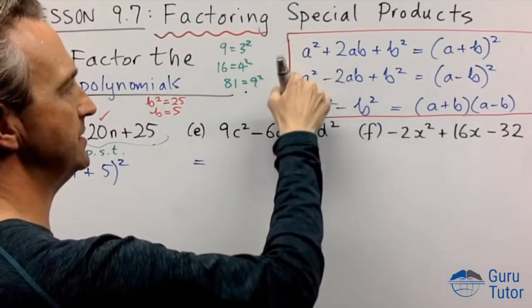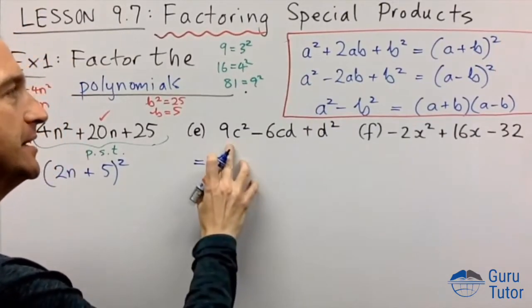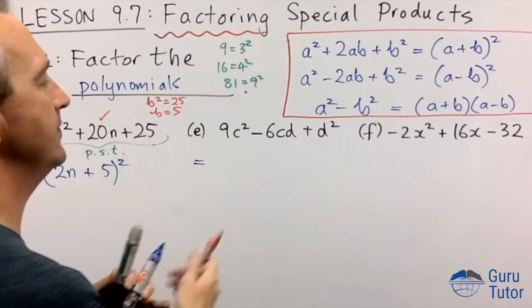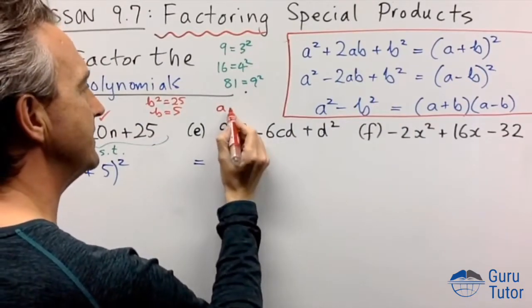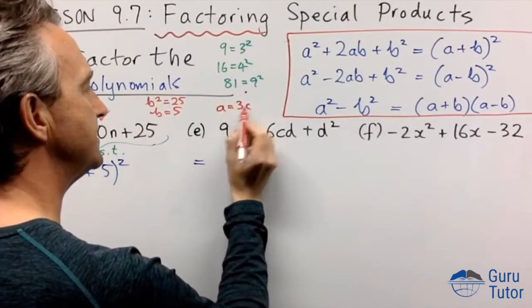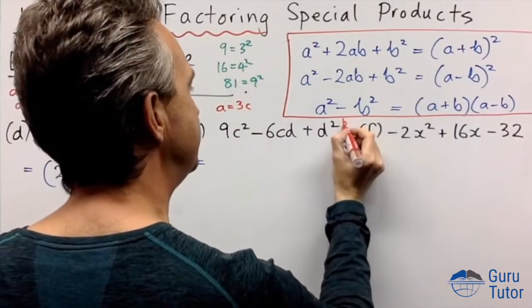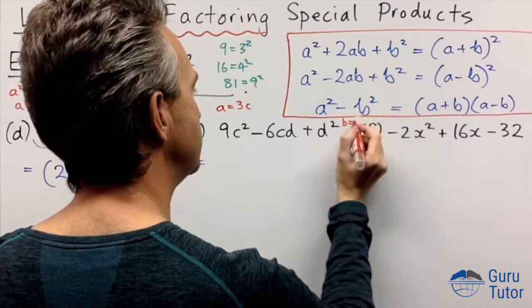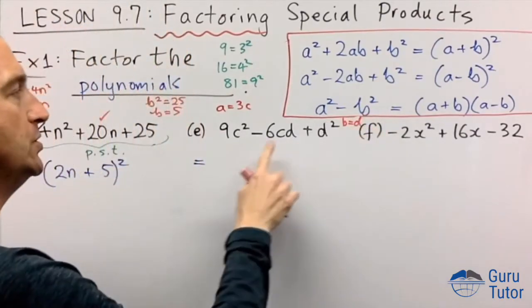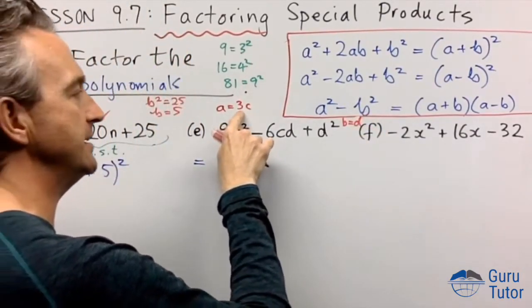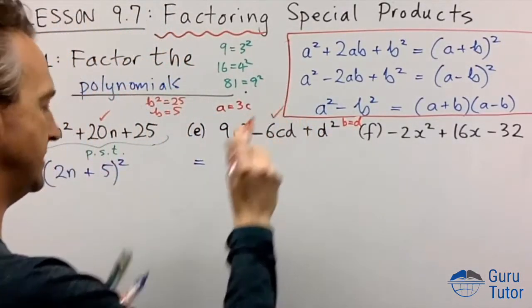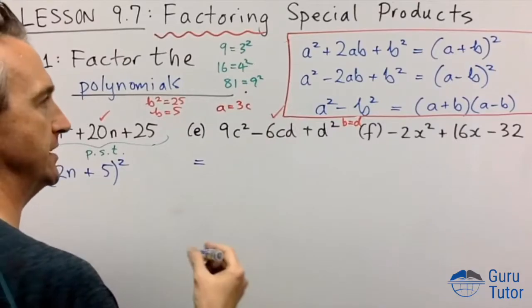E, which case is this? This one, or this one? It's going to be the second one with the minus. So what would a be here? If this is a squared, you can see that a would be 3c and that b would be d. And does this work? 2 times 3c is 6c times d is 6cd. Yes, this works. This is a special product factorization.